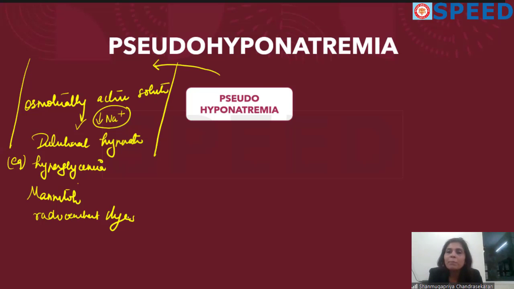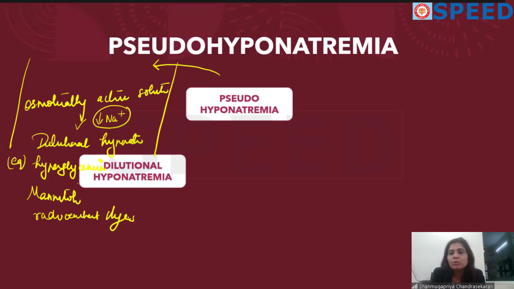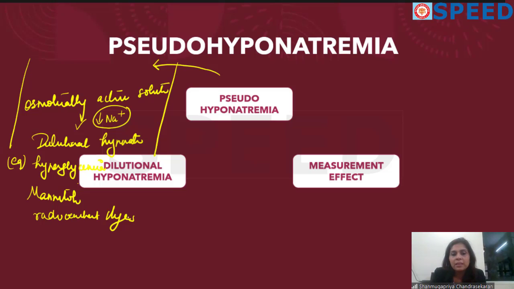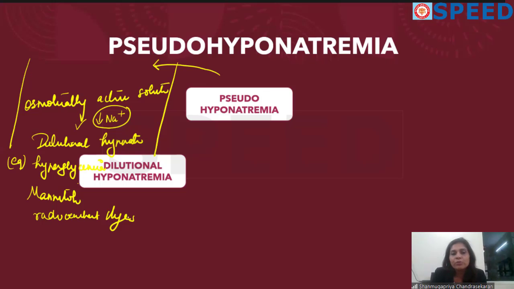Reason being, the sodium has not come out of the system. The sodium is very much within the system. It's just a dilution which has caused a false decrease in sodium. So this is called dilutional hyponatremia. What are the causes of dilutional hyponatremia? I told you: one is hyperglycemia, then mannitol infusion or radio contrast dyes.